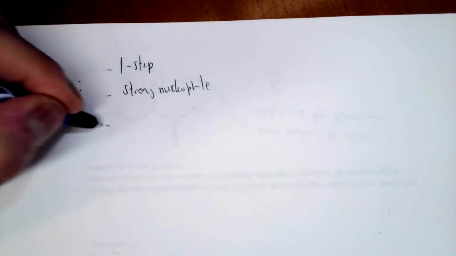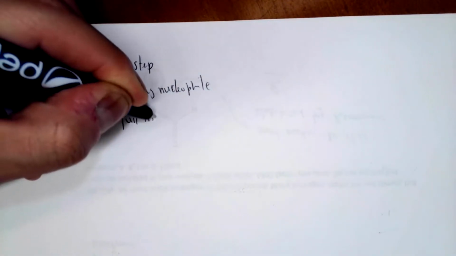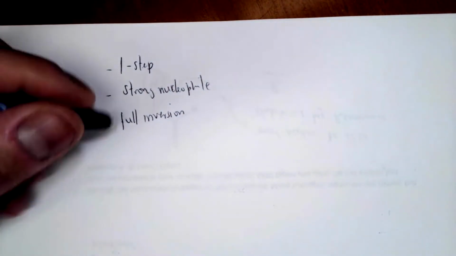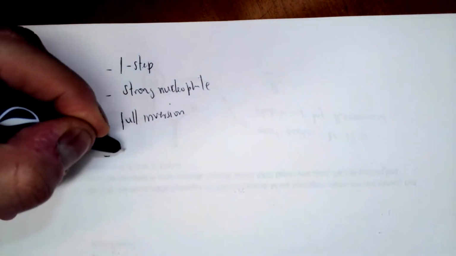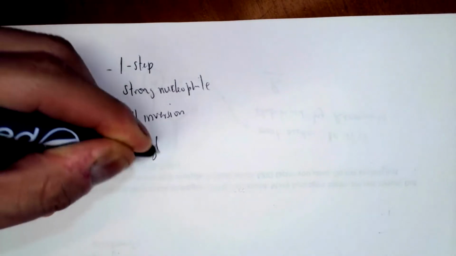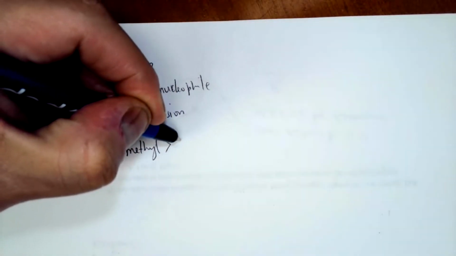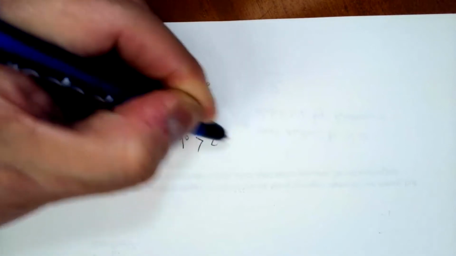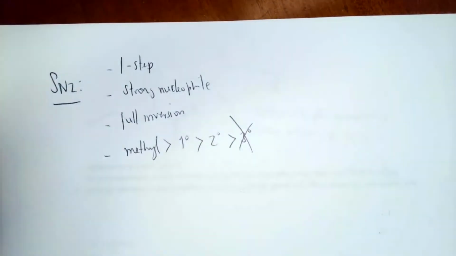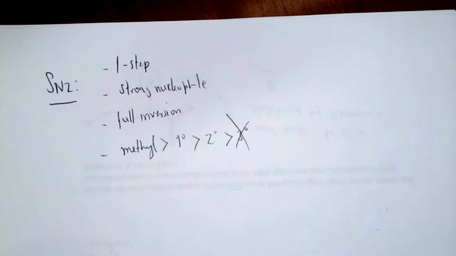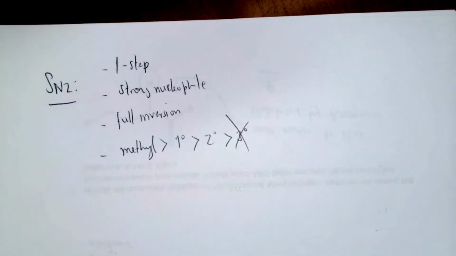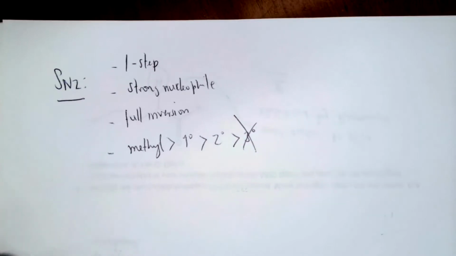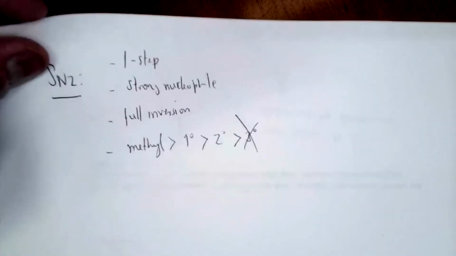What else? Full inversion. Remember, the full inversion is only if the molecule is chiral. If it's not chiral, don't even bother. And then the trend is methyl faster than primary, faster than secondary, and tertiary does not do any SN2 reaction, right? So that's what we mentioned at the very beginning of the study of the SN2 reaction. Okay, so based on that, let's do these reactions.